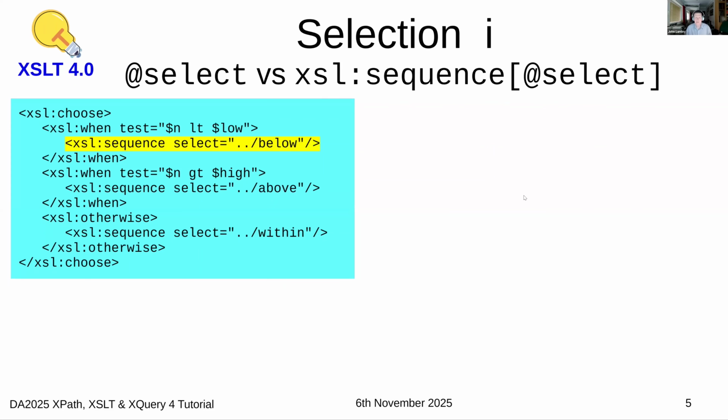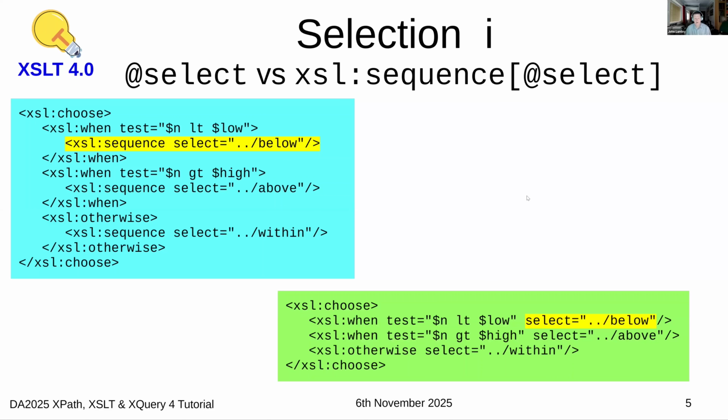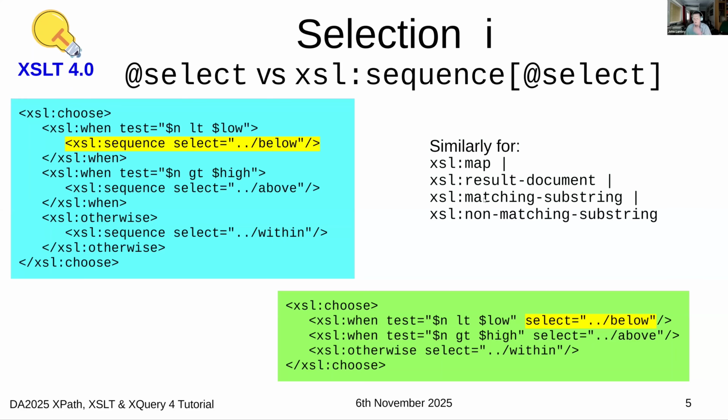Okay, let's start with some simple ones. As I said, these are cases where you've just had a sequence constructor with select in it, and it could be up on the parent, and that's being done. So that choose would look like this. I know you could do it in XPath, but we're trying to get it into the XSLT. And you've got similar things for map, result document, and the substring stuff.